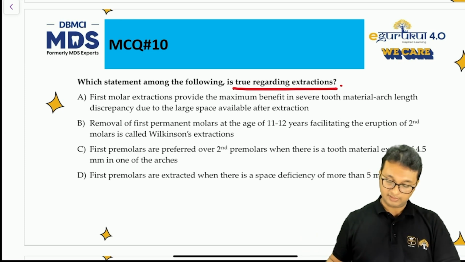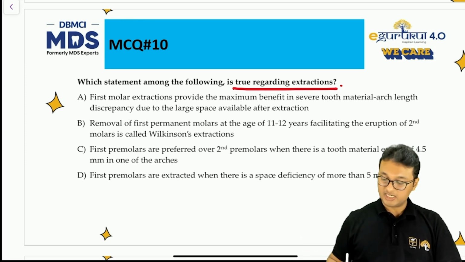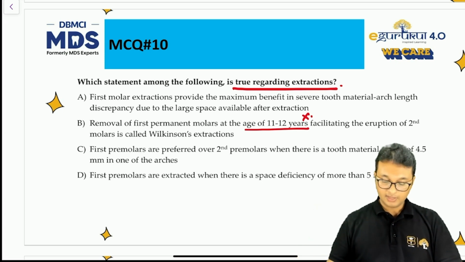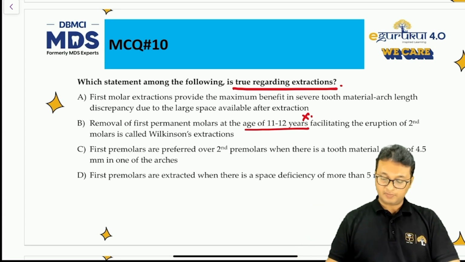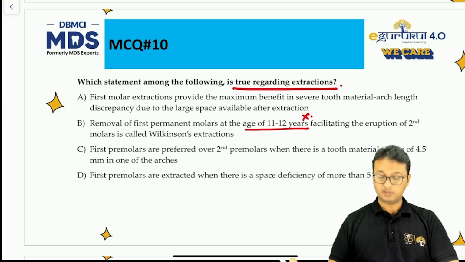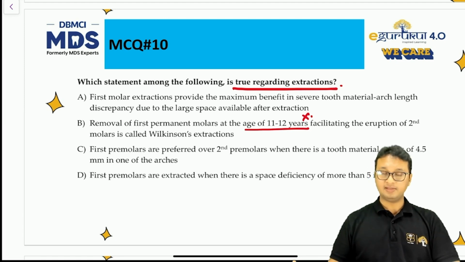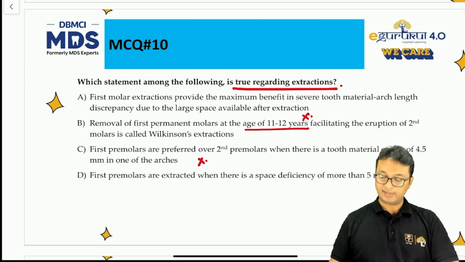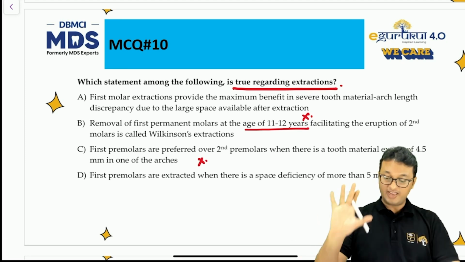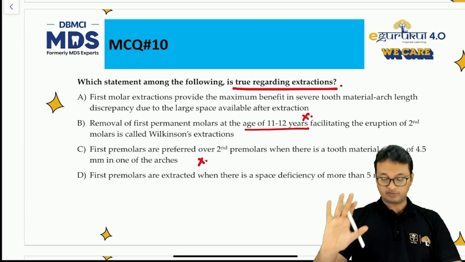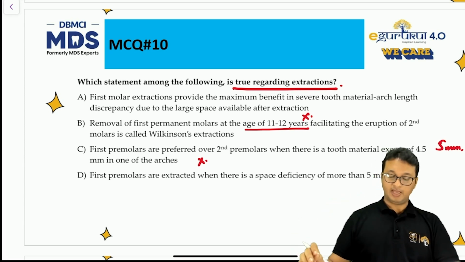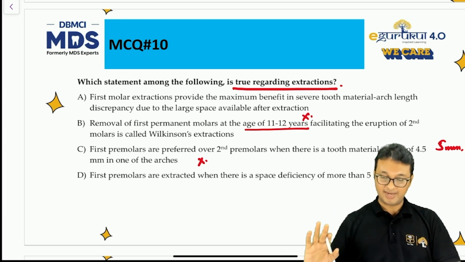Well, this is okay, but the age of 11 to 12 years is wrong here. It is done much earlier. Third is first premolars are preferred over second premolars when there is tooth material excess of 4.5 millimeters in one of the arches. Now, according to Carey's analysis, this is wrong. Whenever the tooth material excess of 5 millimeter is there, we prefer extraction of first premolars. So, it should be 5 millimeters. So, we have B and C as the incorrect option.